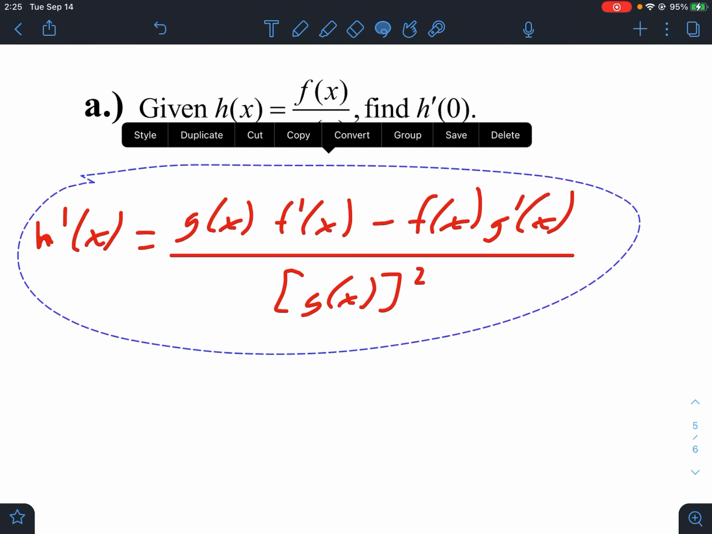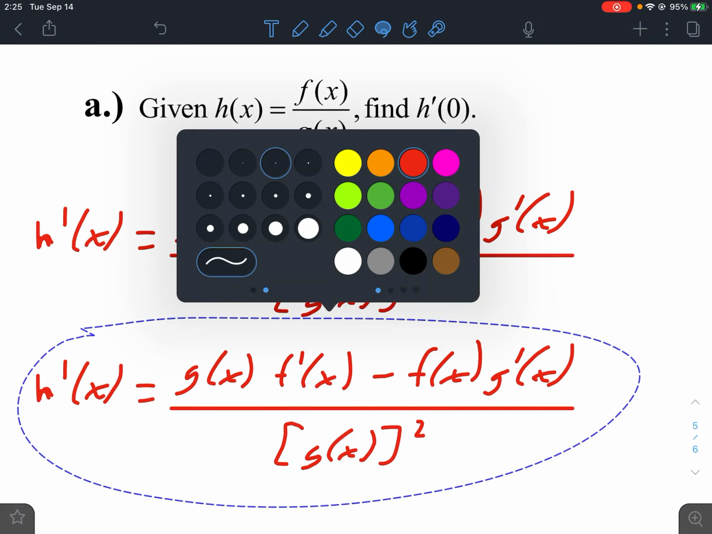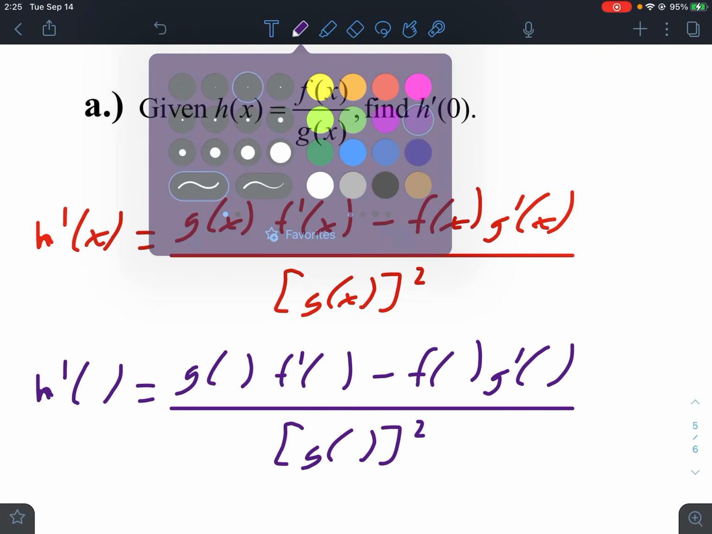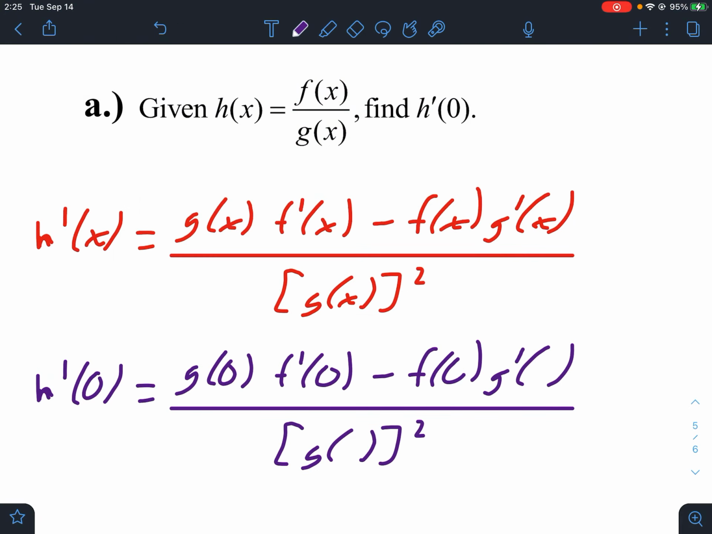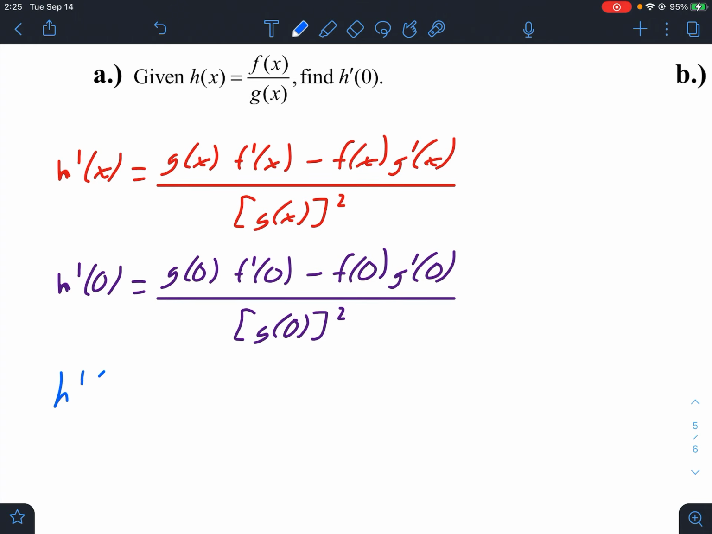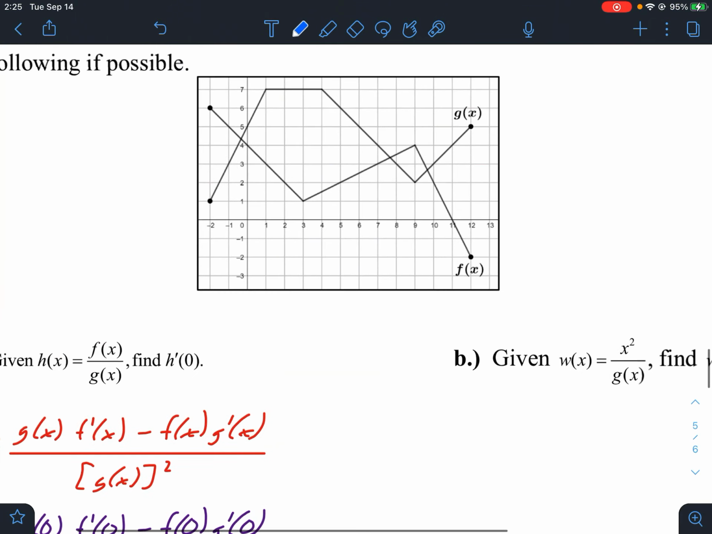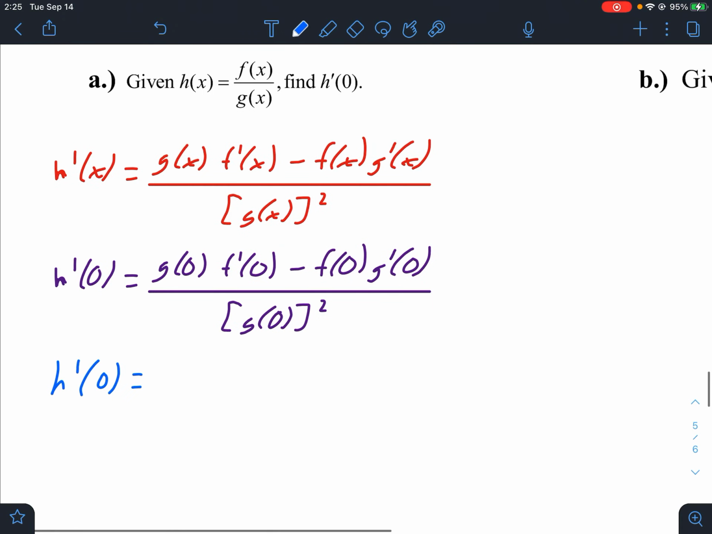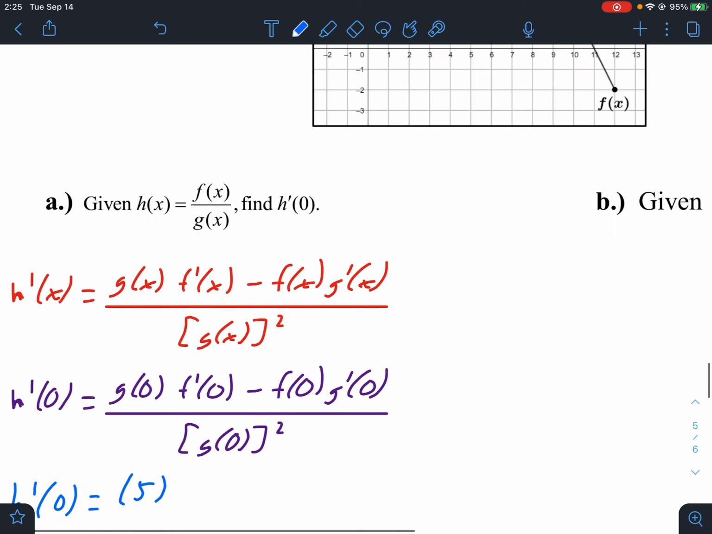And now we're looking for the derivative at 0. So we're going to replace all these x's with zeros. Now we can go to the graph to find each of our values. So g of 0, this is g here, right? G of 0 would be 5. So we'll start with 5.